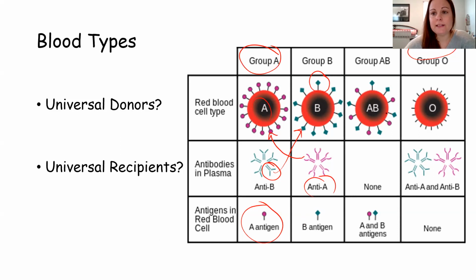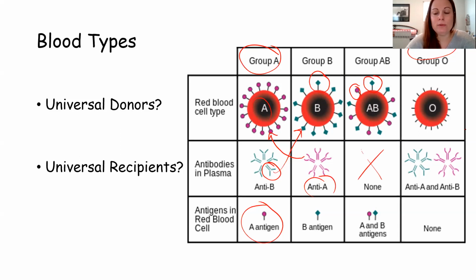Now, AB blood is interesting because they have both types of antigens in their cell membranes on their red blood cells. So if you have type AB blood, you have both of these antigens, but you don't make any antibodies. I want you to think about what that might mean for you if you have type AB blood. If you don't make any antibodies, what does that mean for you?